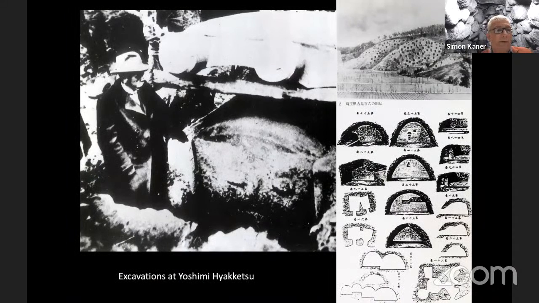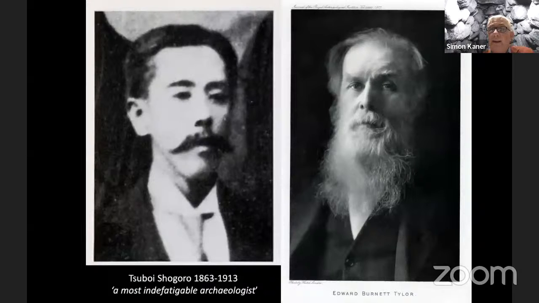Another person that I want to think about in brief is Tsuboi Shogoro, and here's Tsuboi Shogoro excavating at some smaller Kofun period graves which are cut into the side of a hill. This is Yoshimi Hyaketsu. They're considered to be about 100 of these side passage burial chambers cut into the cliffs. This is up near modern day Tokyo. This is Tsuboi undertaking these investigations in the 1870s and 1880s. Here he is. Now, Tsuboi then comes to London in 1888, and he stays for 3 years, and he studies with Edward Tylor, one of the founding fathers of British social anthropology, of course.